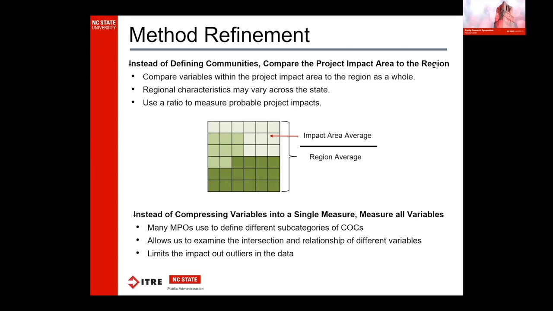So finally, instead of compressing variables into a single measure, which I think I mentioned, we're going to measure all variables this way. Many MPOs do the same thing when they're defining different subcategories of COCs. And this really allows us, and allows MPOs as well, to examine how these variables intersect and the relationship of these different variables. Instead of getting a single measure, we'll get a sort of matrix of measurements that allows each of those individual data layers to speak for itself.